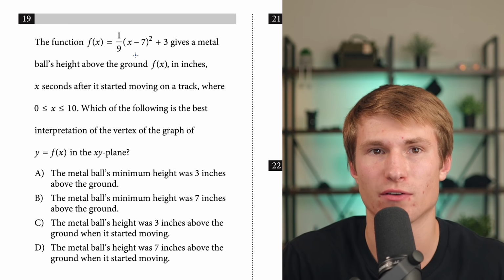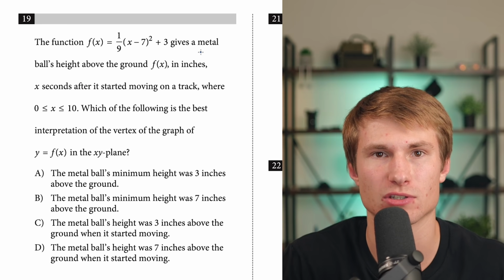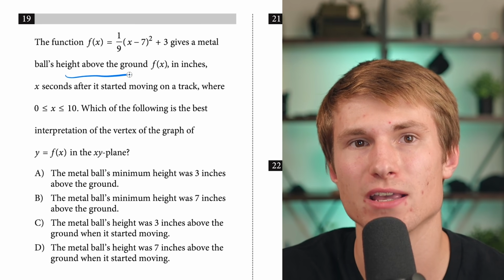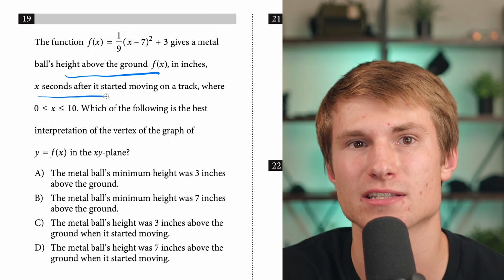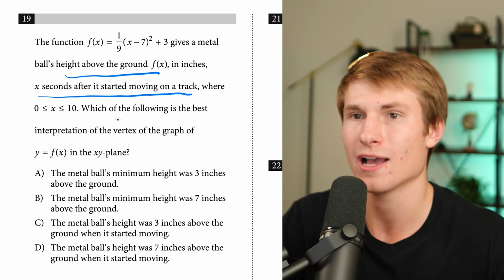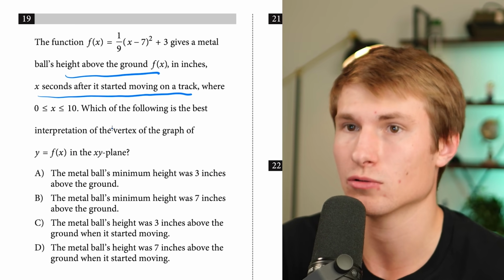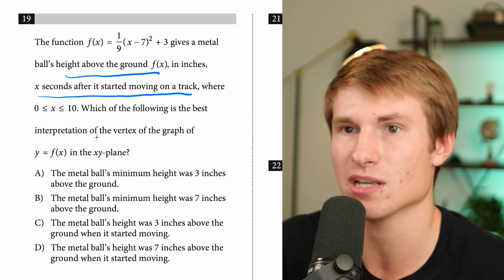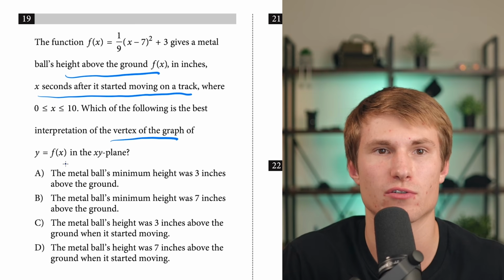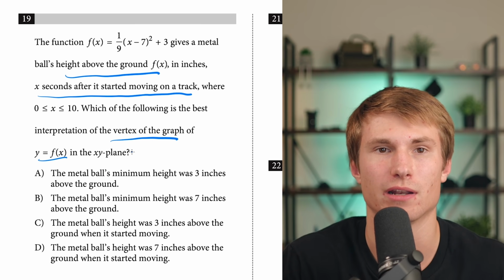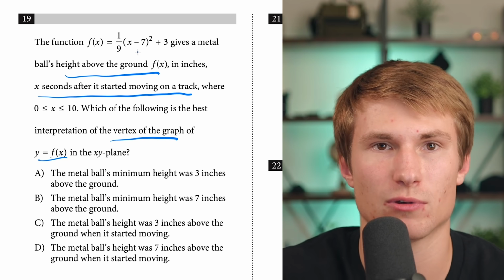The question states the function f of x is equal to 1/9 times x minus 7 squared plus 3 gives a metal ball's height above the ground f of x in inches x seconds after it started on a moving track, where x must be between 10 and 0, which are both inclusive. Which of the following is the best interpretation of the vertex of the graph y equals f of x in the xy plane? This question's way easier if you understand what this vertex form is.